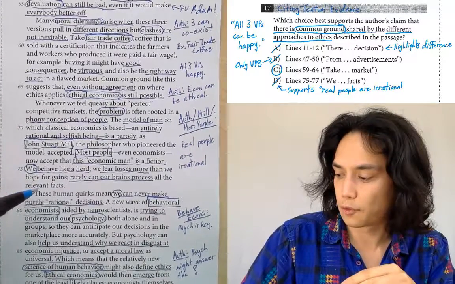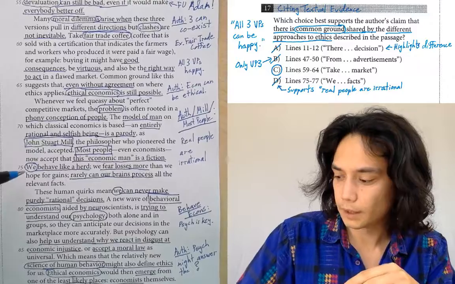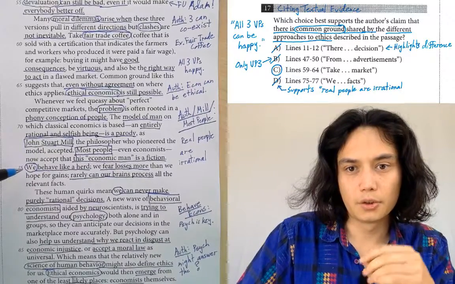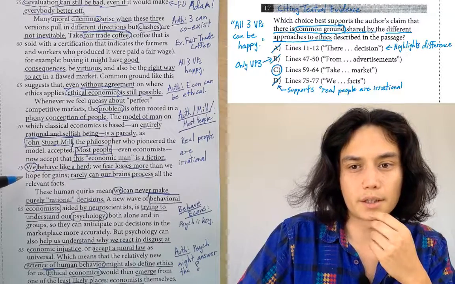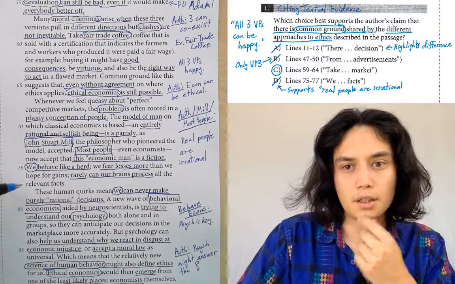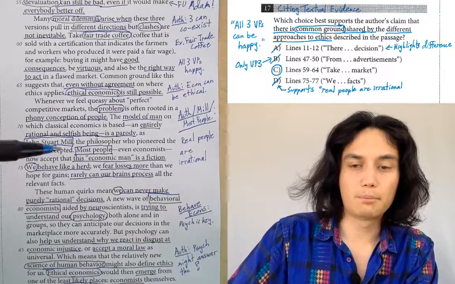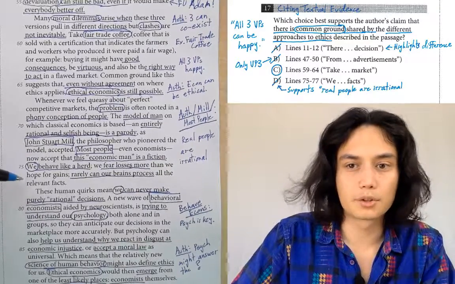From we to facts, so from here to here. We behave like a herd. We fear losses more than we hope for gains. Rarely can our brains process all the relevant facts. Now, again, we can use our notes to think about the meaning of what this claim is. Why was this claim written?